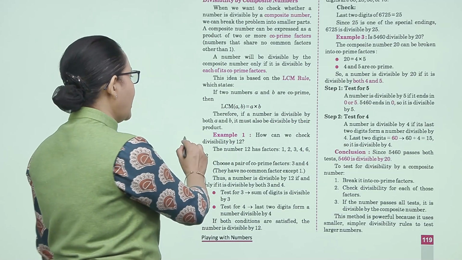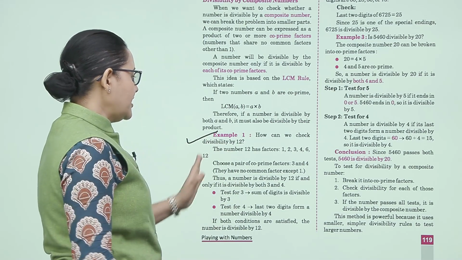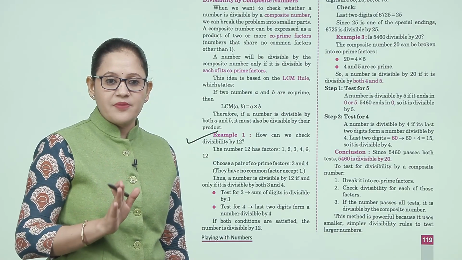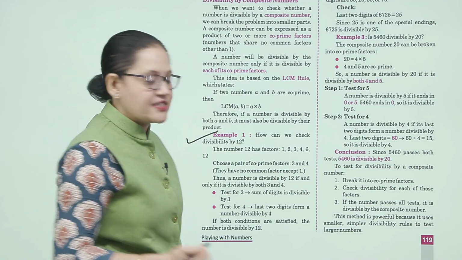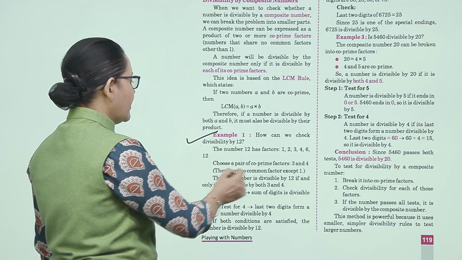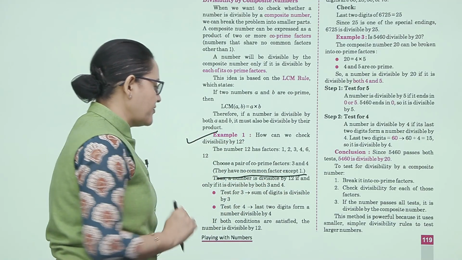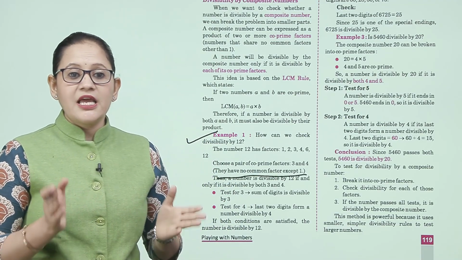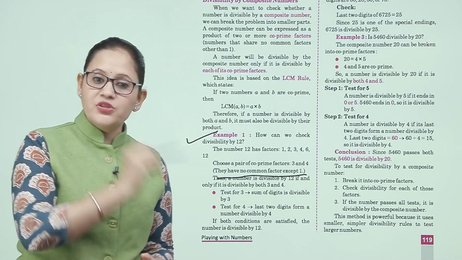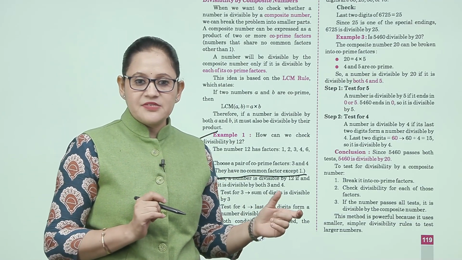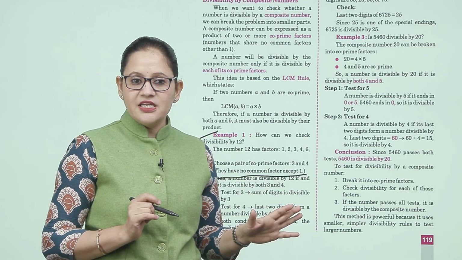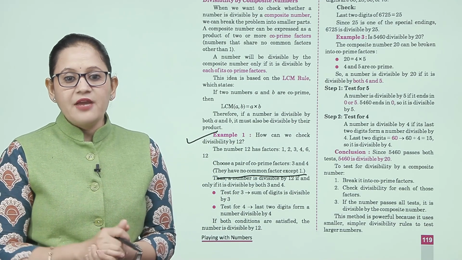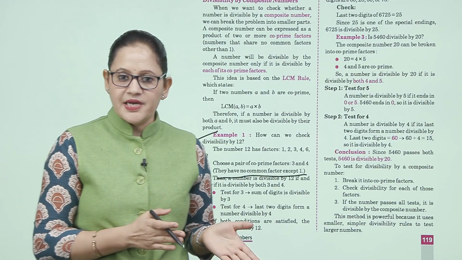Here we will take an example. How can we check the divisibility by 12? The number 12 has the factors 1, 2, 3, 4, 6 and 12. Choose the pair of co-prime factors, that is 3 and 4. They have no common factor other than 1. Thus, the number is divisible by 12 if and only if it is divisible by both 3 and 4. So, for 3, the sum of digits should be divisible by 3, and for 4, the number formed by the last two digits should be divisible by 4. If both conditions are satisfied, the number is divisible by 12.